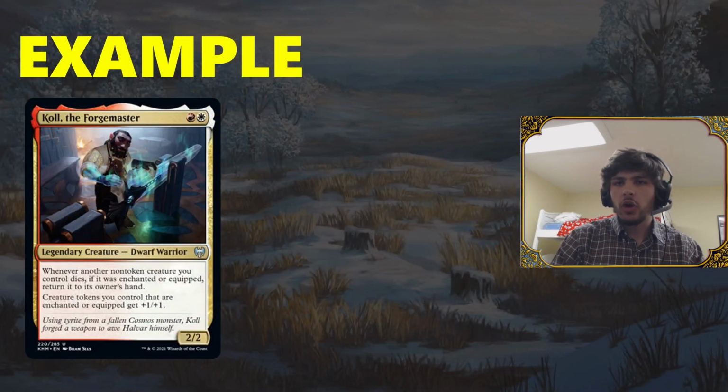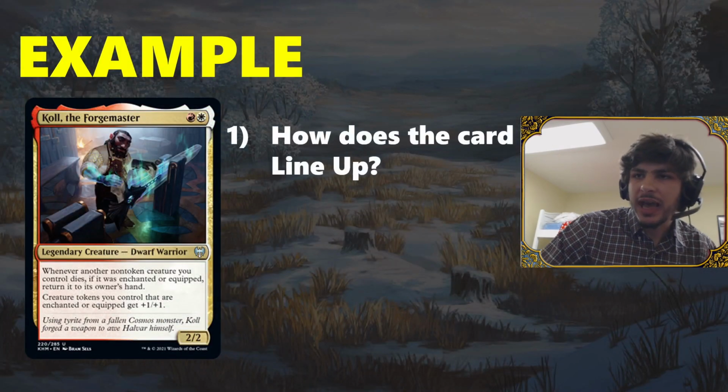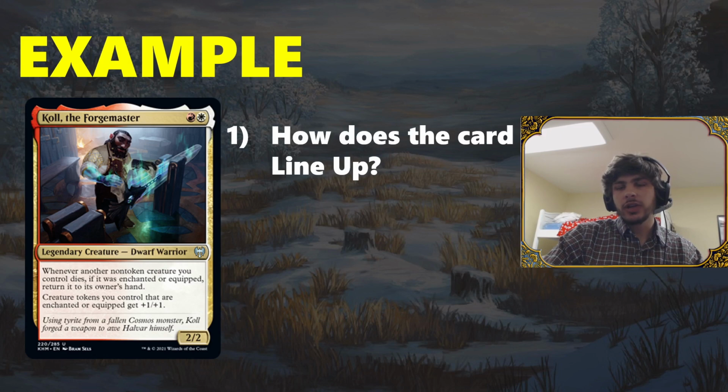Next up, we're going to look at Cull, the Forge Master, on these tables. How does the card line up? When you're looking at a gold card like this, a lot of the time it's going to be a little bit different than the card we previously looked at, the 1/3 in green. With Cull, you need to think, okay, how does the card line up in my red-white decks? Is this the type of card I'm going to want? With Cull, it's whenever a non-token creature you control dies, if it was enchanted or equipped, return it to its owner's hand, and creature tokens you control that are enchanted or equipped get +1/+1.